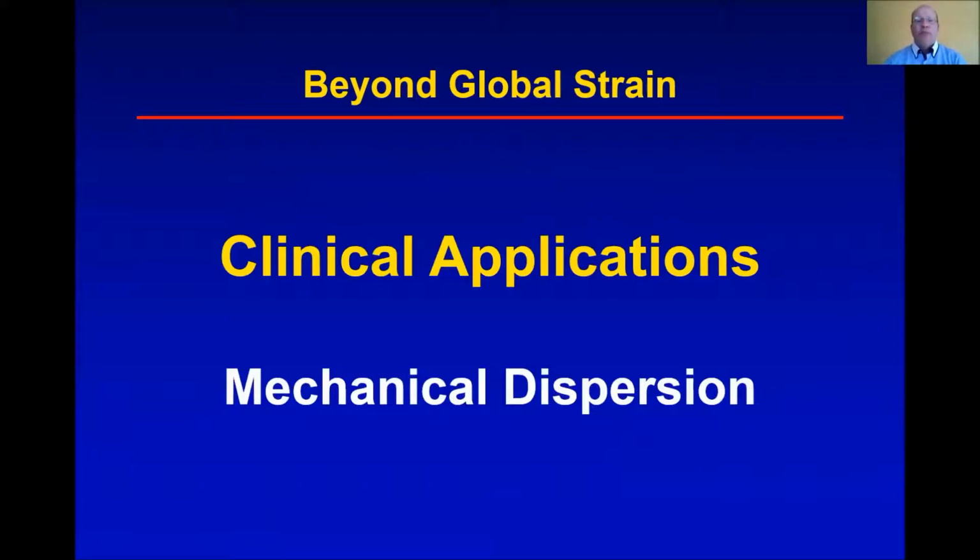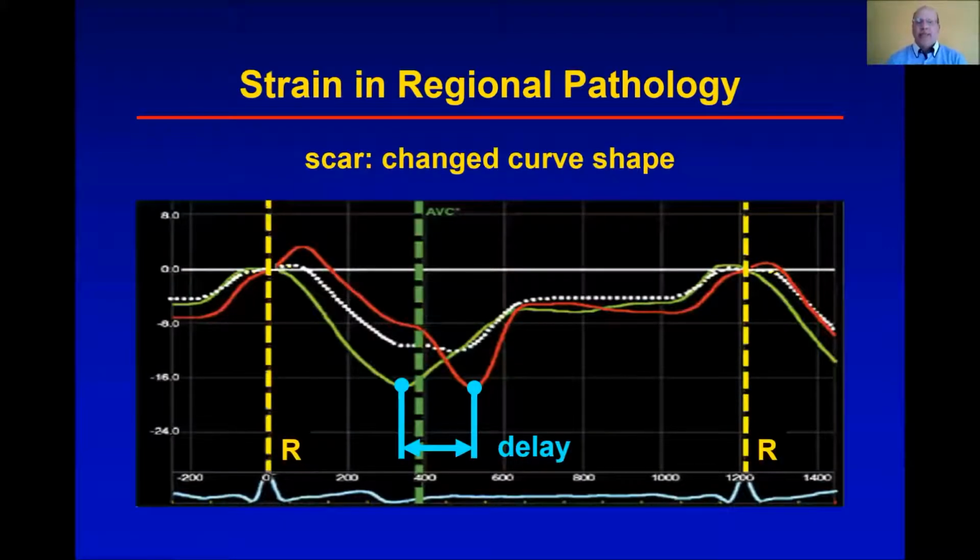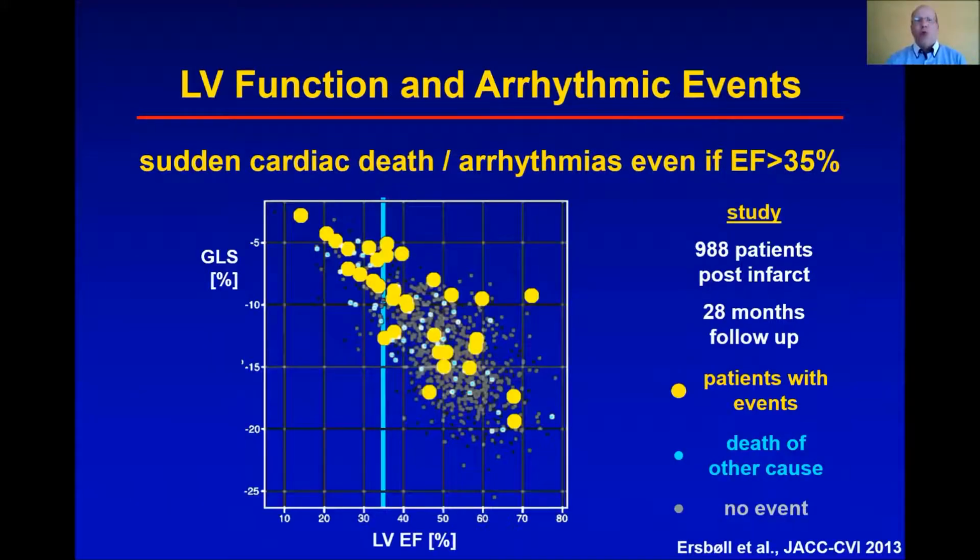I was also asked to mention mechanical dispersion, and mechanical dispersion is also a pattern analysis of our strain curves. This time we focus not so much on values, but more on the timing. We compare the timing of the peak systolic strain in the different segments of the ventricle, and we calculate the standard deviation of this peak timing. You know from your clinics and maybe also from studies that patients after an infarct are in danger of getting lethal arrhythmias or sudden cardiac death.